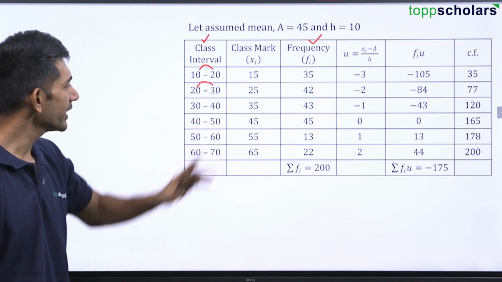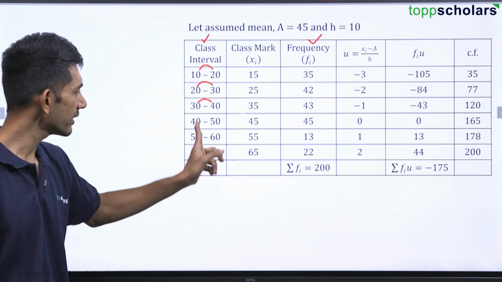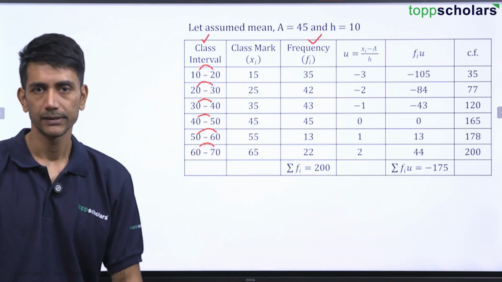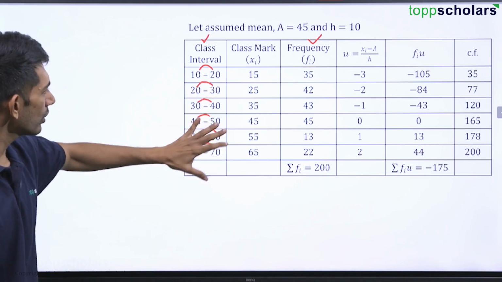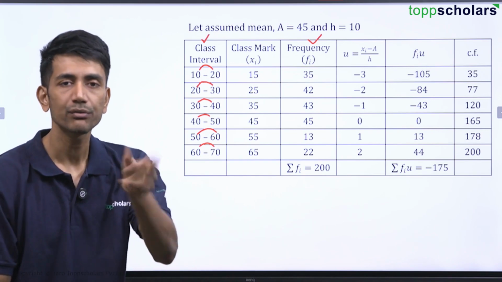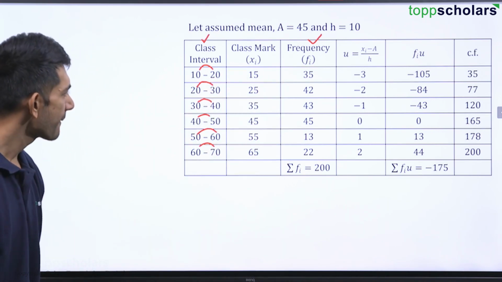Middle value of 20 to 30 is 25. Middle value of 30 to 40 is 35, 45, 55, 65. In case you want to know how: lower limit plus upper limit divided by 2. 10 plus 20 divided by 2, 15. Class mark we have, frequency we have.